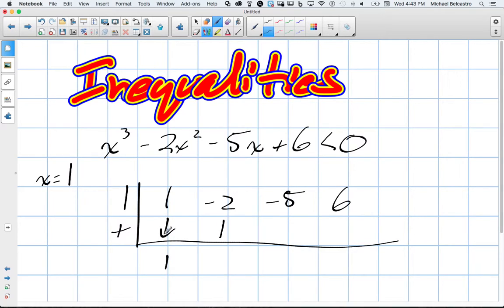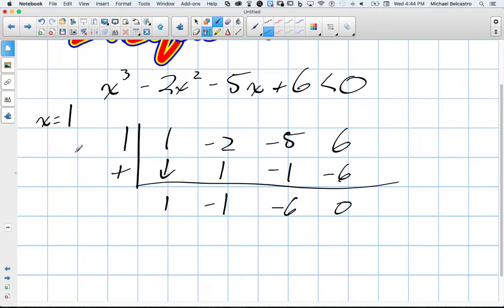1 times 1 is 1. We add these together. We get -1. 1 times -1 is -1. -5 plus -1 is -6. 1 times -6 is -6. And we get a remainder 0. So when x is equal to 1, I need that to become a binomial. So I'm going to move the 1 to the other side. I get x - 1 is equal to 0. Great. So that's essentially what I divided by when I go to build this equation.